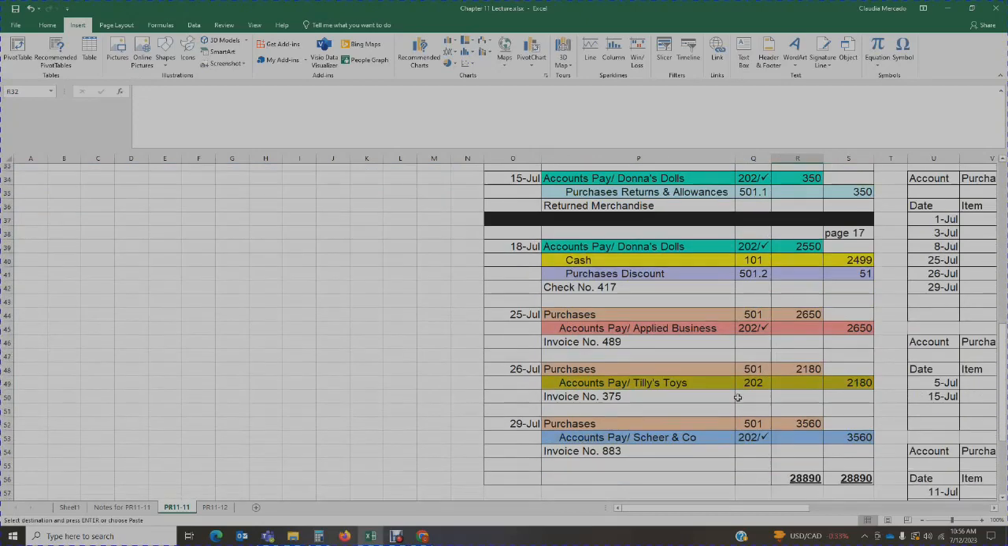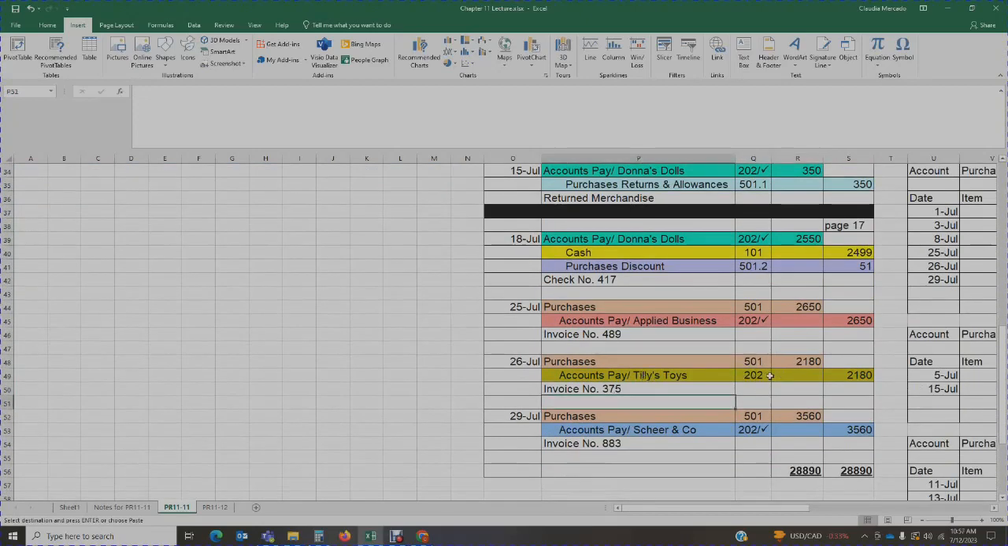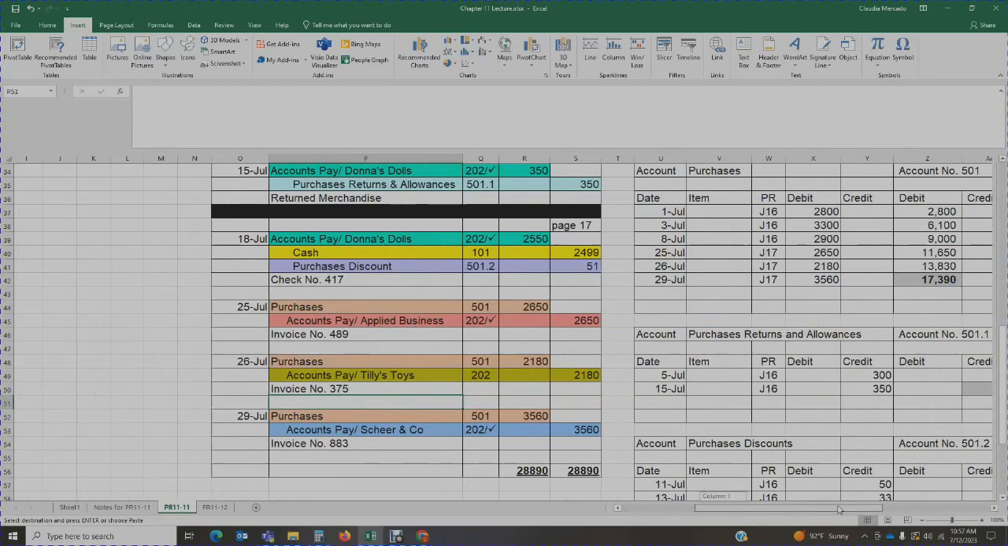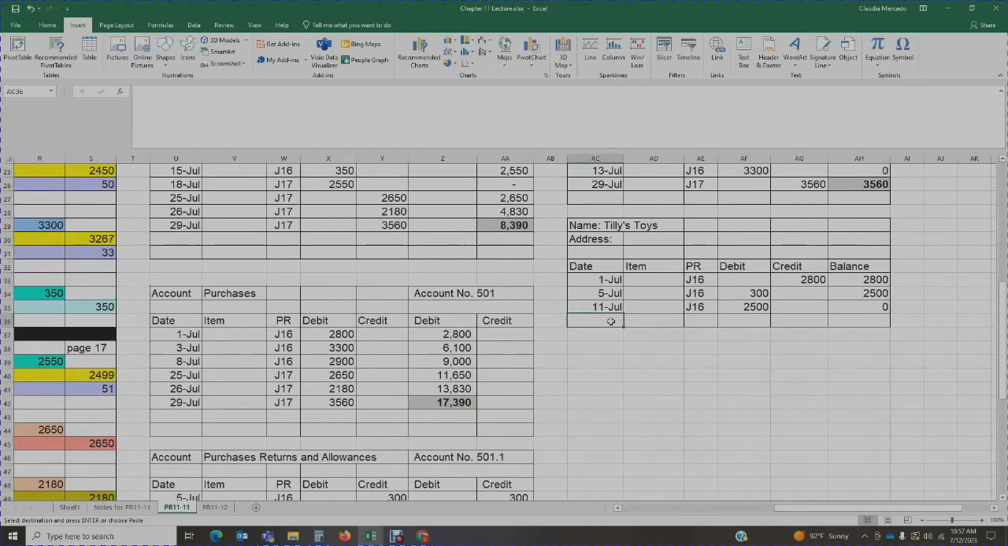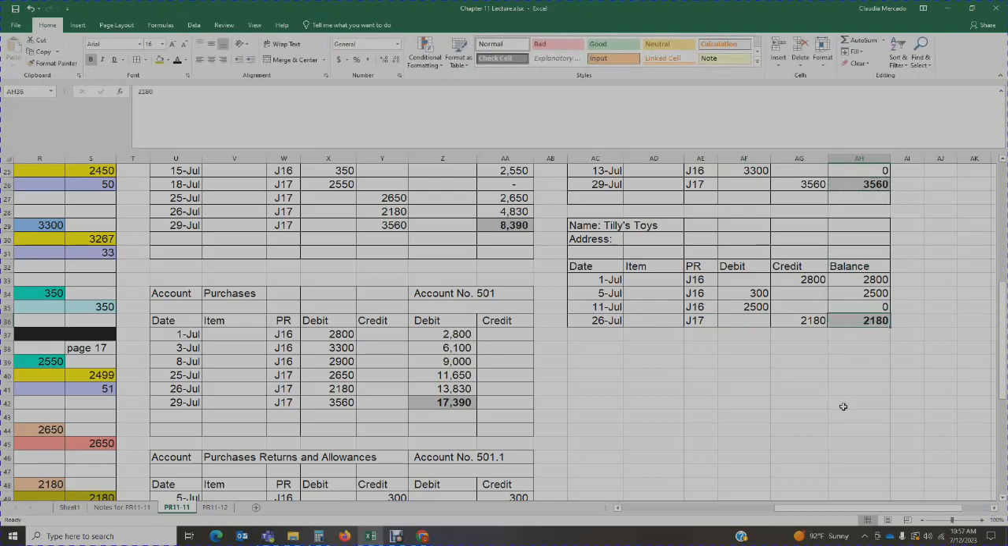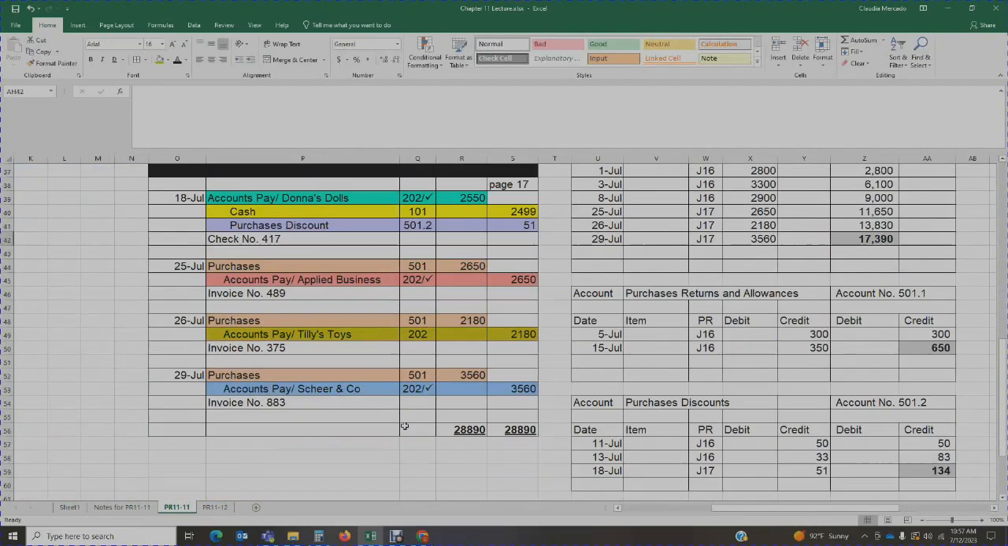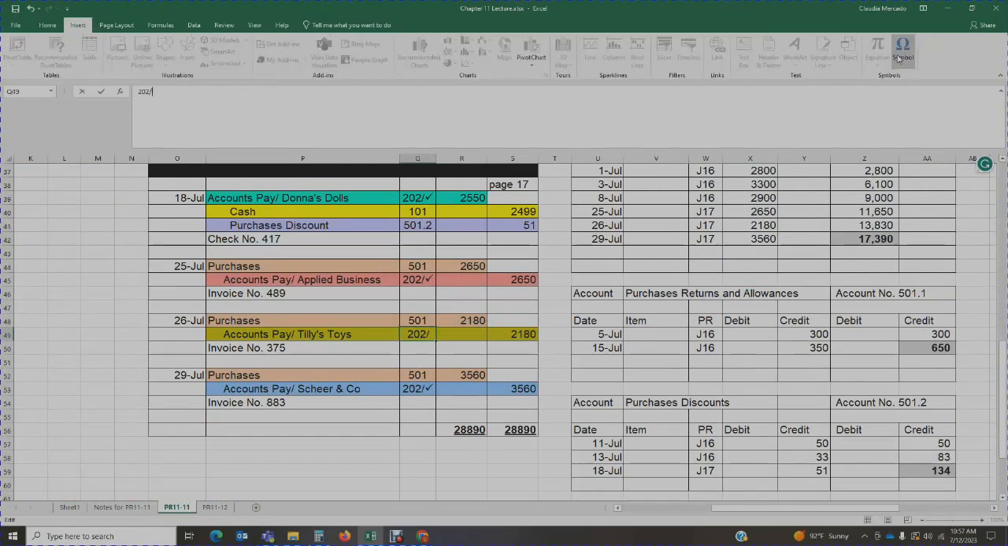And then Tilly's Toys is at the very bottom. I've got on the 26th a credit of $21.80. We made another purchase. So now my balance is going to be $21.80. Okay. I'm going to go back to my journal. Tilly's Toys, and I'm going to insert symbol.